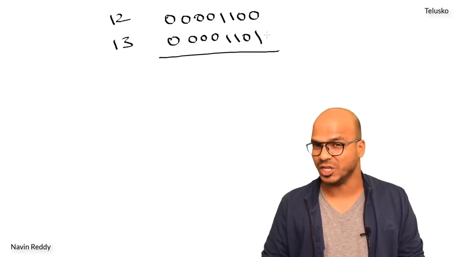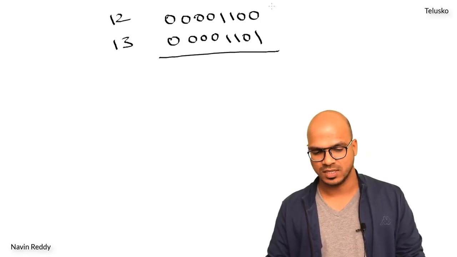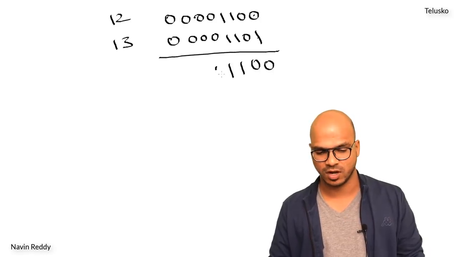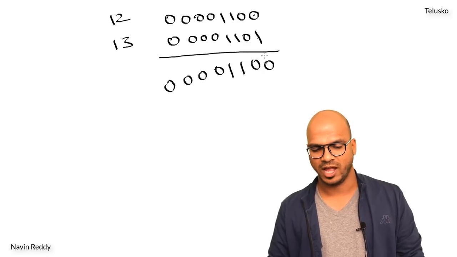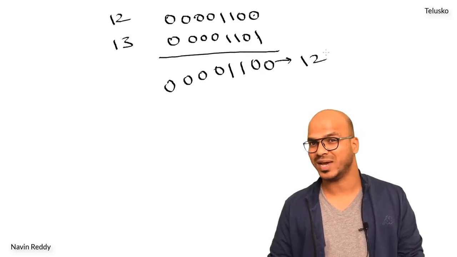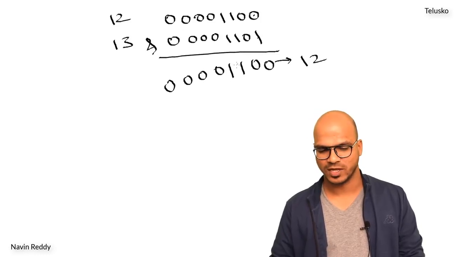Now if you remember the AND operation, if both are 1, then only 1, right? In this case, this is 0, 1, so it will be 0. This is 1, 1, because both are 1s, we got 1, and then 0, 0, 0, 0. And if you compare this output, this is 12, right? So you got bitwise AND. So this was an AND operation, and that's why you got 12.